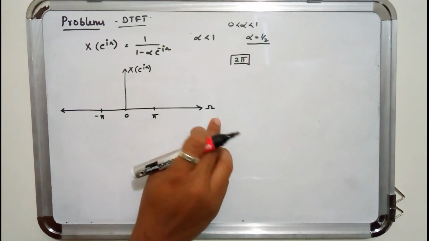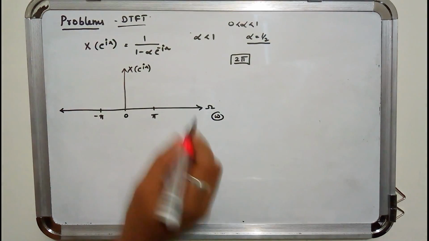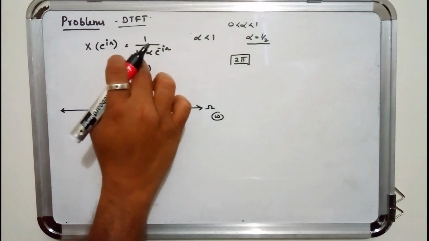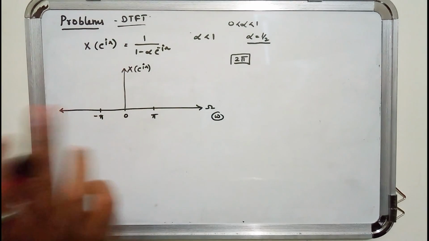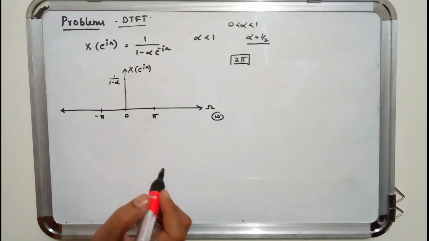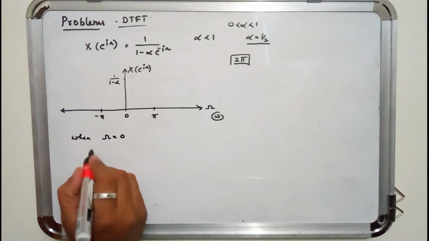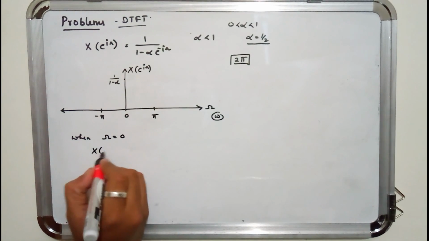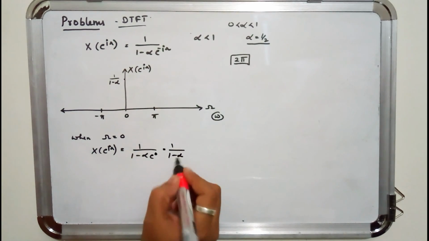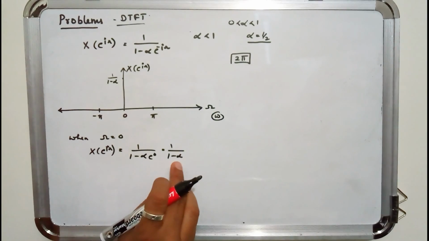Now, x-axis is omega, whereas in CTFT the x-axis was this omega. So in DTFT this is the omega what you have. Now when omega is equal to 0, if I substitute here 1 by 1 minus alpha into e power 0, e power 0 is 1. So I will get 1 by 1 minus alpha. I think I've made it clear. So when omega is equal to 0, x of e power j omega is 1 by 1 minus alpha into e power 0, it is 1 by 1 minus alpha. So if I had taken a typical value of alpha to be equal to half, it is 1 by 1 minus half.